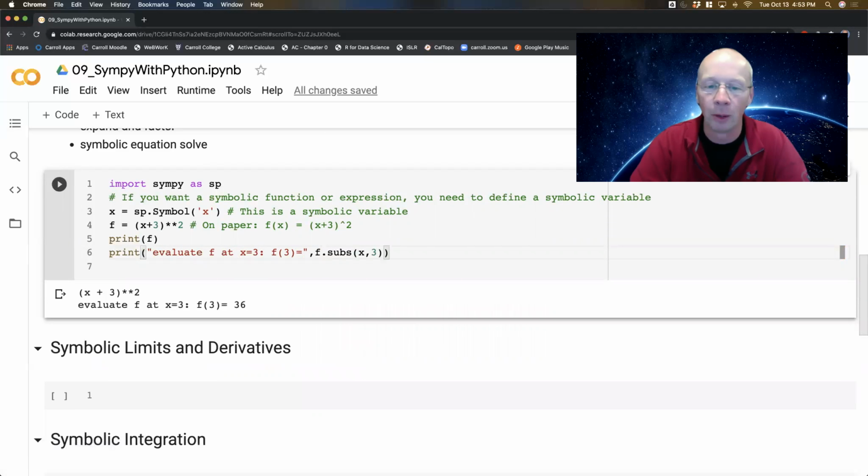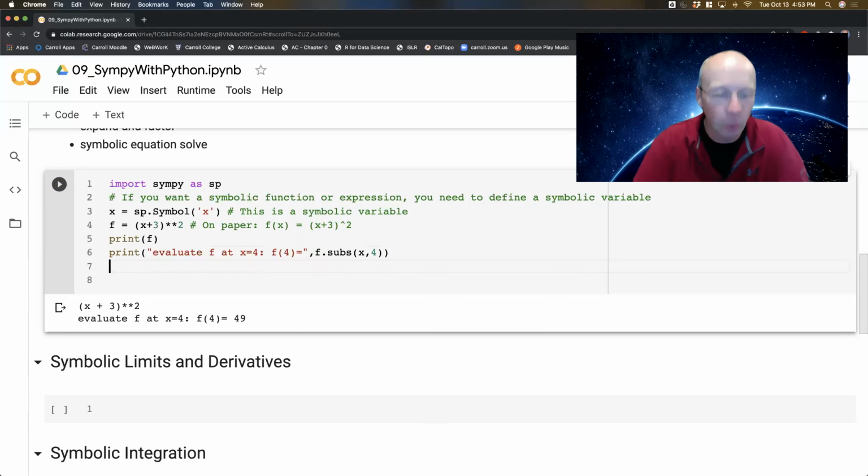And it gives it to me. Or if I wanted x to be replaced by 4, I would say f of 4 is. Now this is a little bit clunky, but it's okay. You just have to get used to the fact that I'm doing a substitution. This is you being very literal with the computer and telling it what you're doing. Okay, so that's evaluating functions.